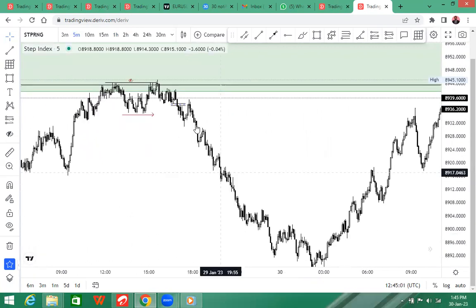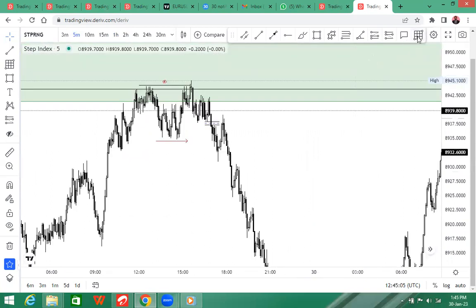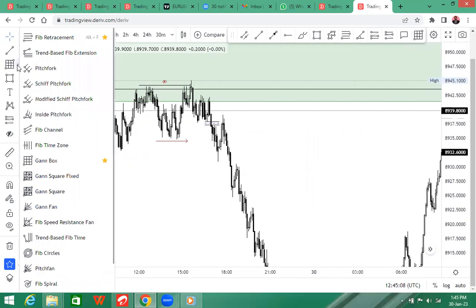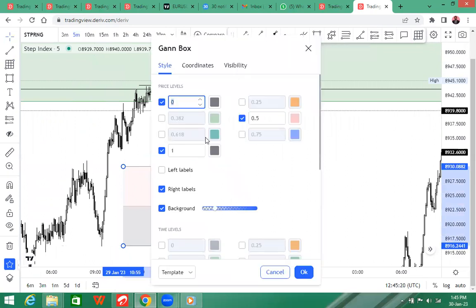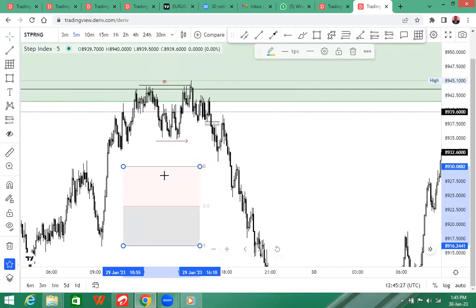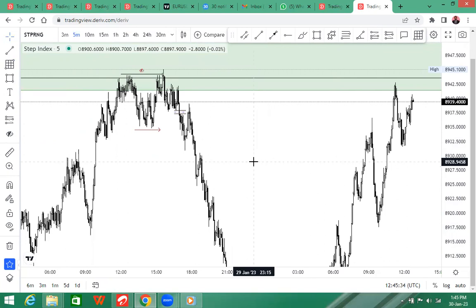Which tool do you use to mark the 50%? I use the box tool. Okay, box tool. Just go to this place, come to the gang box. Once you come to the box, you then edit it. Just come to the settings, and then you can do all the settings. I removed everything. I only left 1, 0, and 50 because that's what I want to use it for. 0, 50, and 1. Okay.